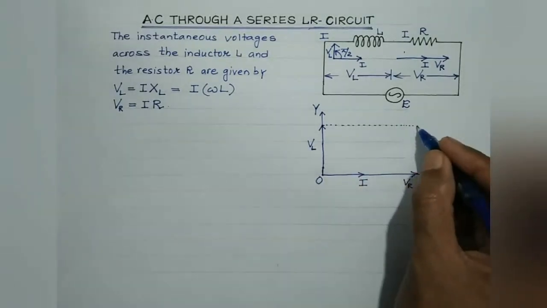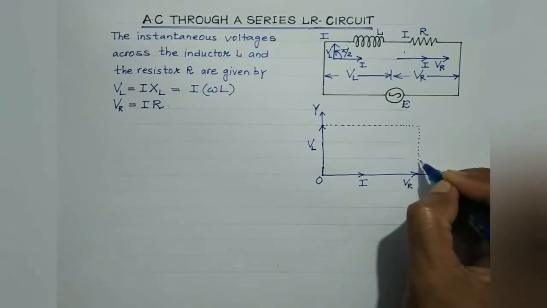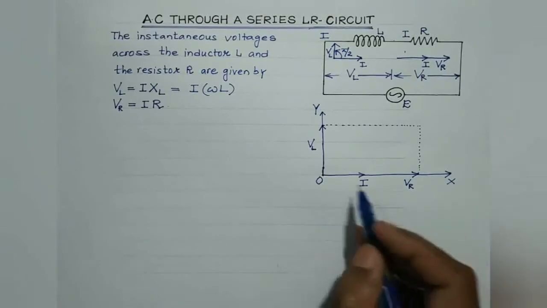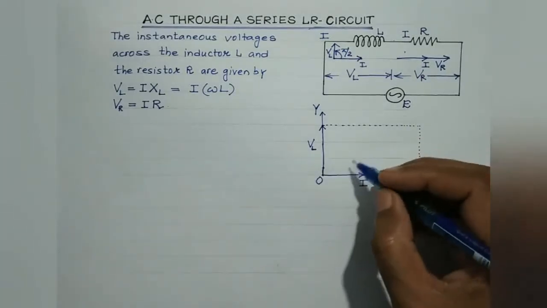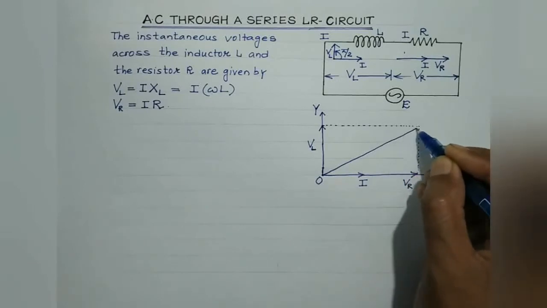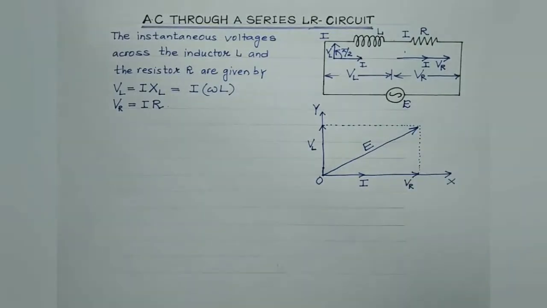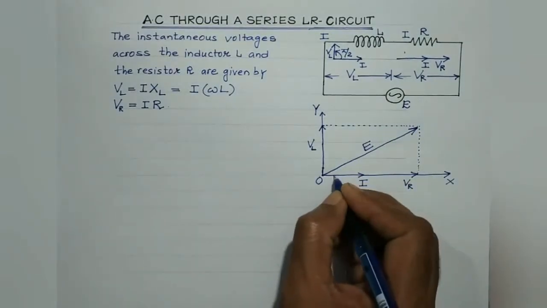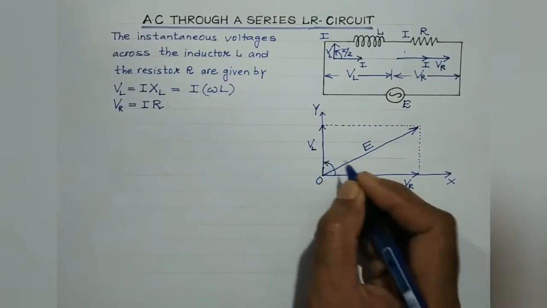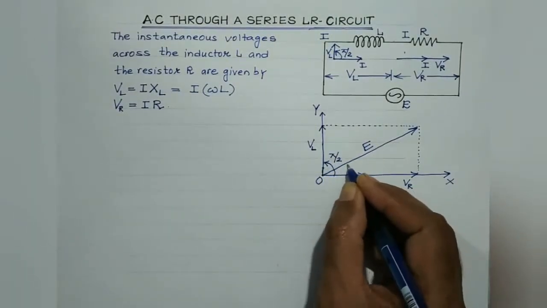So here we are simply making use of the parallelogram law of vector addition. This is the parallelogram whose adjacent sides are VR and VL. So its diagonal would give us the resultant. So this will be the instantaneous applied alternating EMF, right? And obviously this angle is pi by 2. And let us consider this angle to be phi.